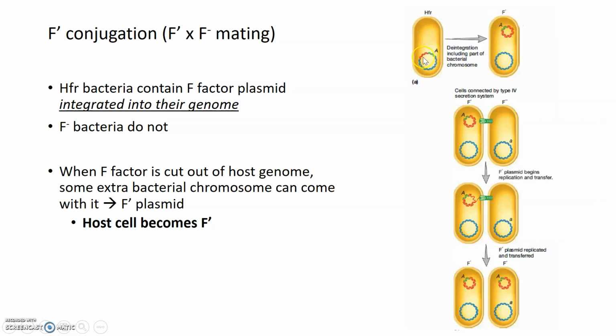And so when the F factor gets cut out of a bacterial host genome in the HFR cell, but some of that bacterial chromosome goes with it, like this green piece, it's no longer called an F plasmid, it's called an F prime plasmid, because it has everything that the F factor has and a little bit extra. And so the host cell or the donor cell becomes F prime. And that F prime cell can perform conjugation and mate with an F negative cell in the same way an F positive cell could. Because the F prime plasmid contains all the same things as an F positive cell and just a little bit of extra DNA from the bacterial chromosome.